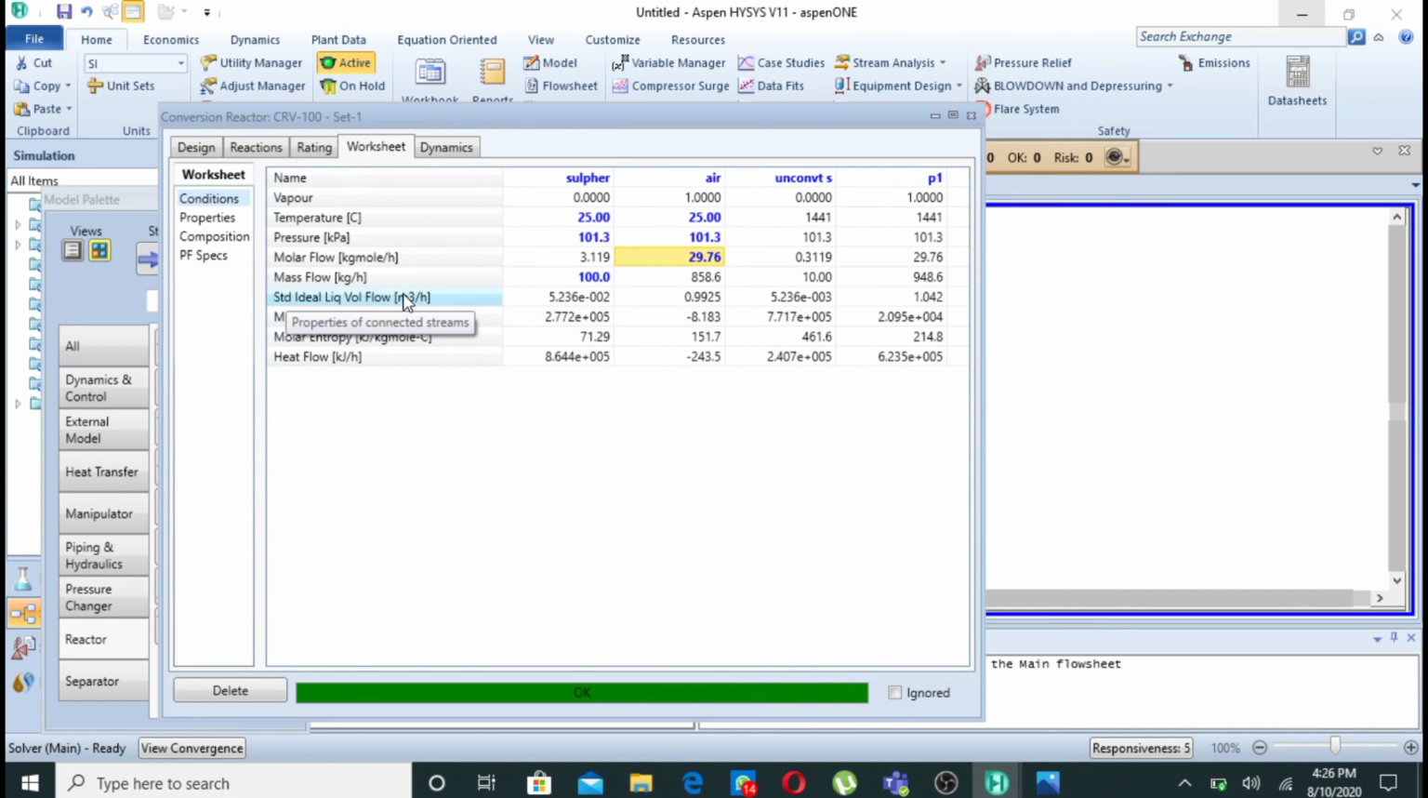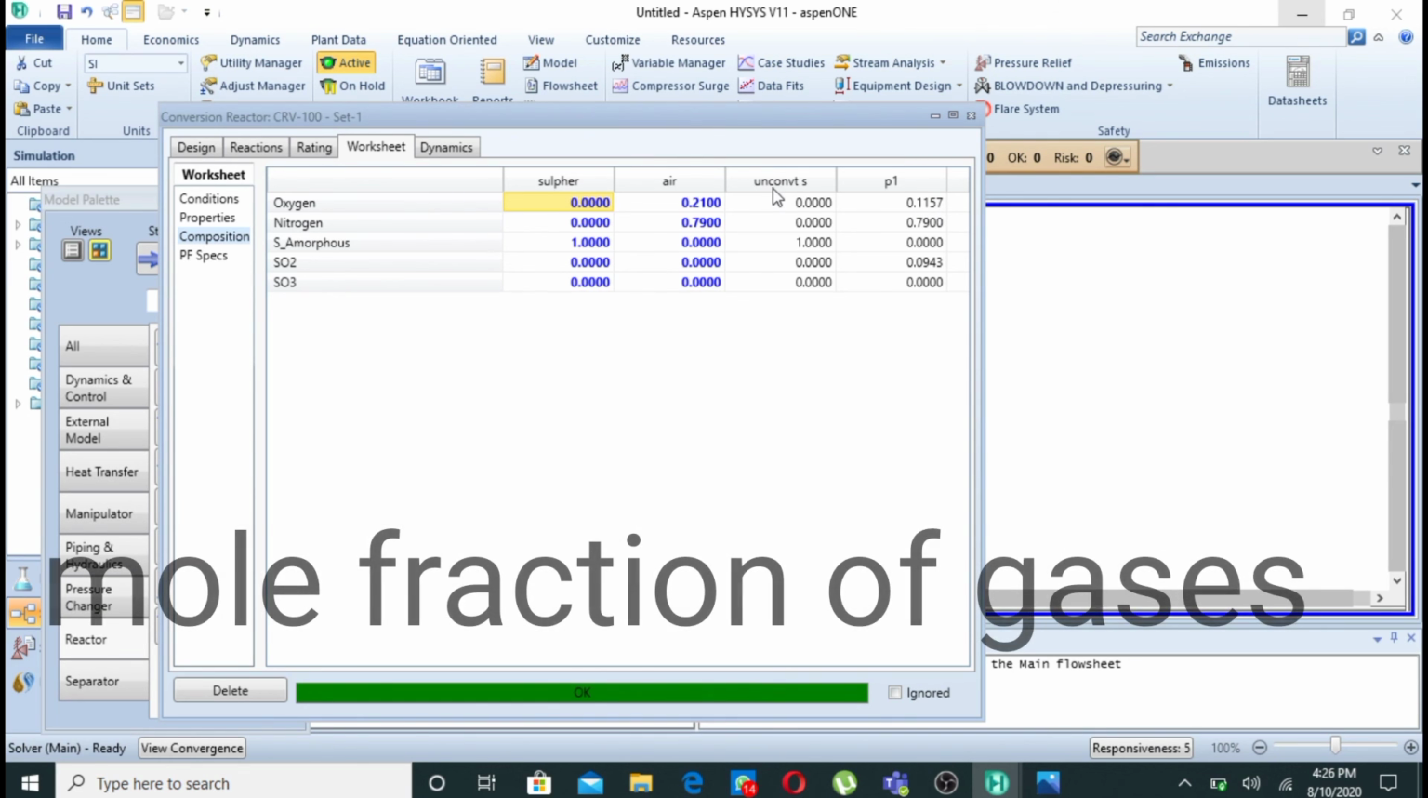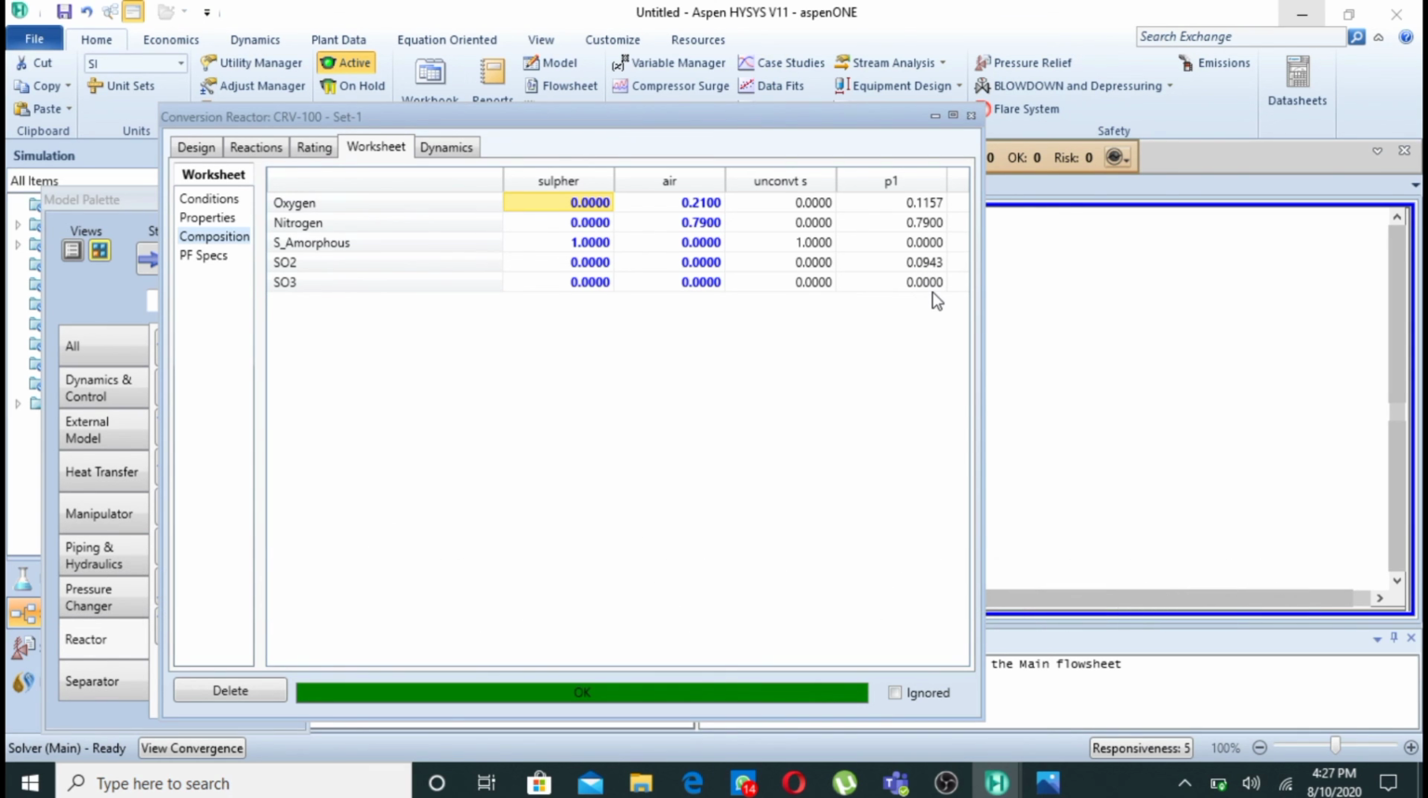In this you can see that our P1 is 29.76, and if you want to see the composition of gases, you just click on the composition and here you can see the composition of gases. The composition of oxygen is 0.1157, the composition of nitrogen is the same, SO2 is 0.09, and no sulfur trioxide has been produced yet.